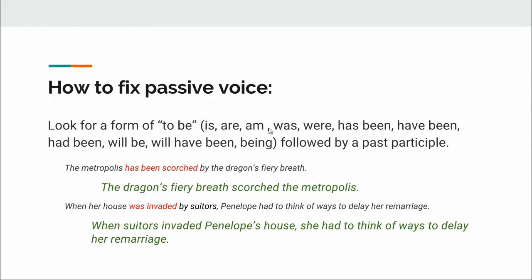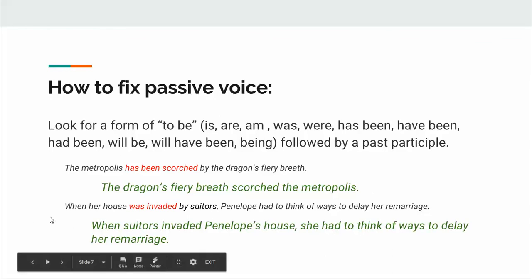So if you see these popping up, for instance, the metropolis has been scorched by the dragon's fiery breath. Oh no, not the metropolis. So we see has been, which is one of our words here, and then scorched, which is an ed verb. That's a past participle. So this is classic passive voice. Here is our subject, here is our verb, and here is our object. If we flip those around and create natural sentence order, it becomes: the dragon's fiery breath scorched the metropolis. Now we have active voice.